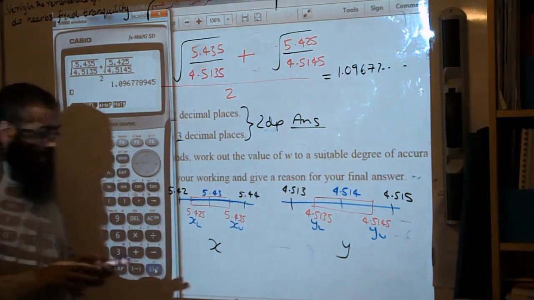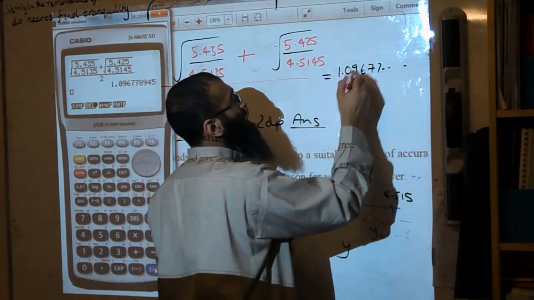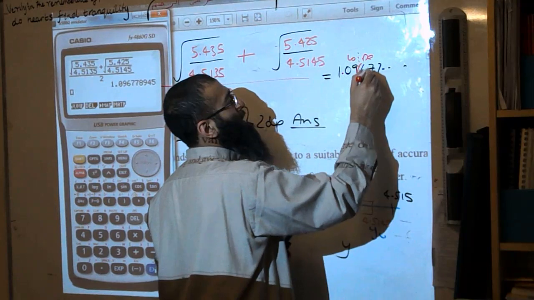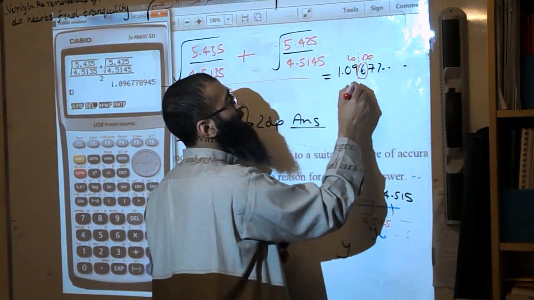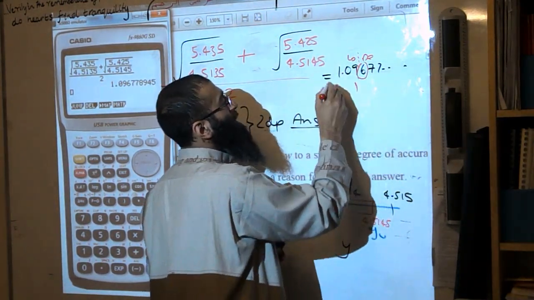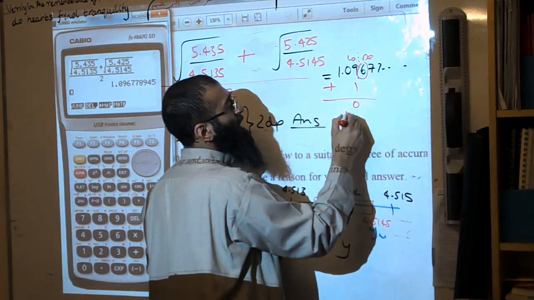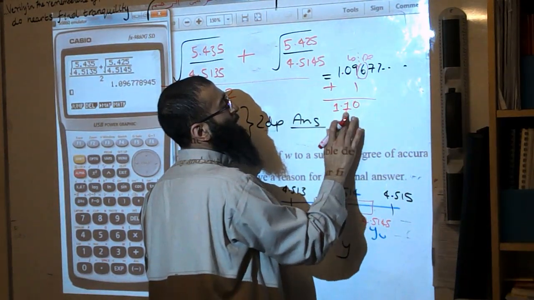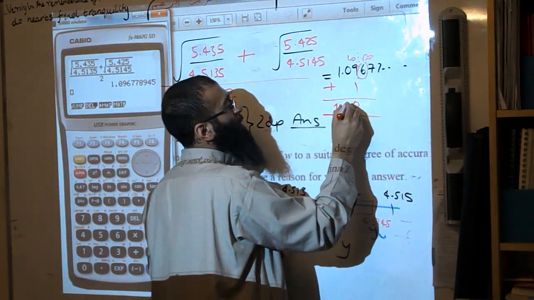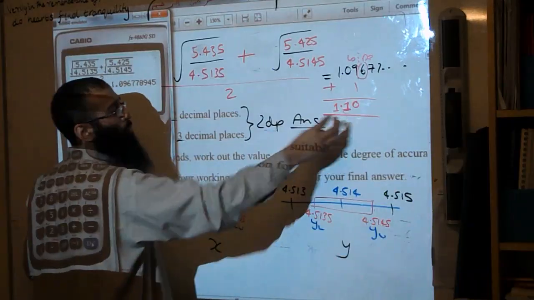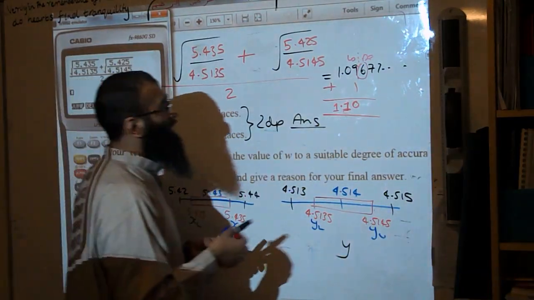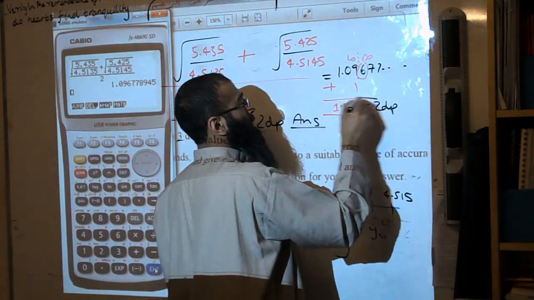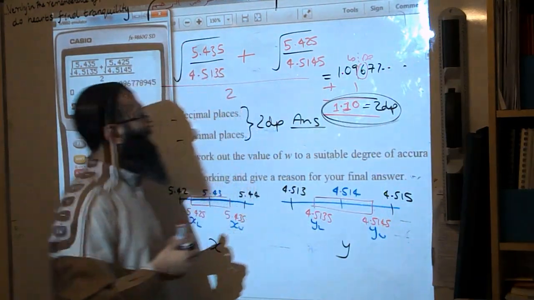Now, for scientific calculations, we're going to round it off to 2 decimal places. So that's my last digit, that's my decider. If it's 5 or more, we add 1 to the last digit. So 9 add 1 will give you 10, 0, and that will give you 1.1. So my final answer is 1.1 to 2 decimal places. That's the final answer to this question.